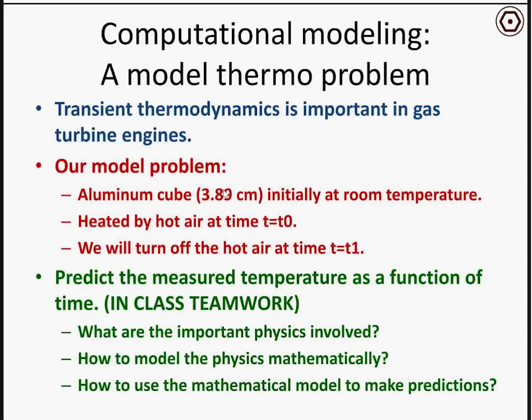This is the aluminum. It's 3.89 centimeters cubed, initially at room temperature. It is going to be heated up by this heat bomb, starting at time equal to T0. We're going to be turning off the hot air at time equal to T1. So here comes the quantity of input, the measured temperature. You see here, it's a thermocouple, basically stuck inside the center of the aluminum tube. And we have a USB cable. We're going to be seeing how this thing heats up.